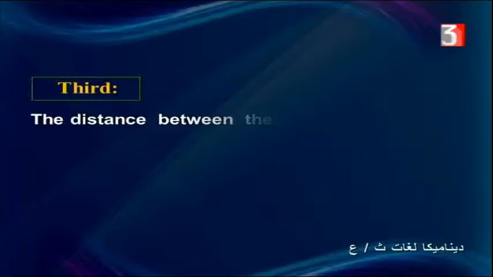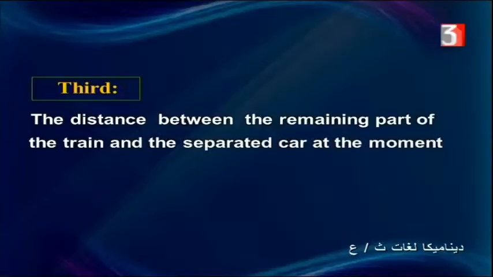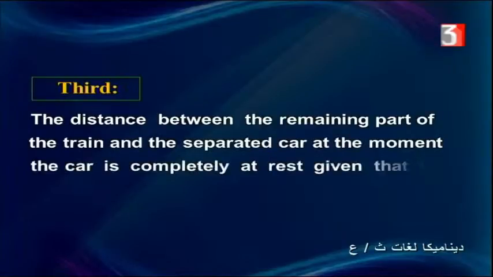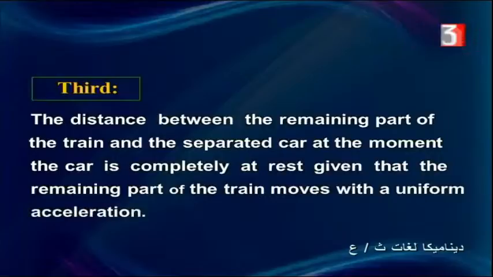find the distance between the remaining part of the train and the separated car at the moment the car is completely at rest, given that the remaining part of the train moves with a uniform acceleration.